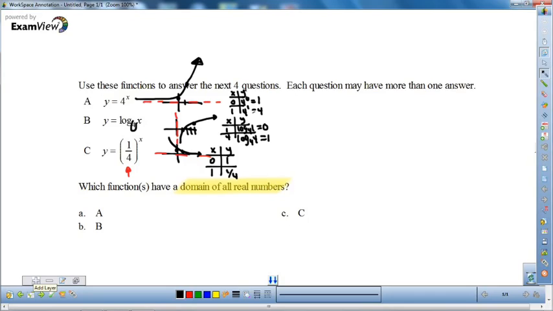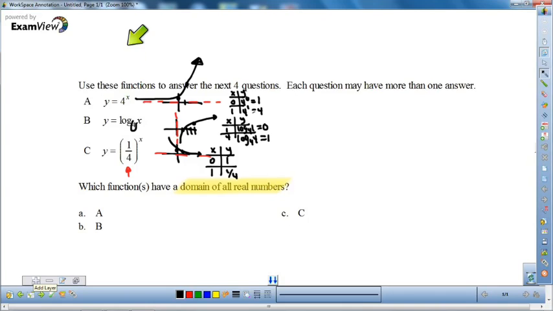So the question asks which one has a domain of all real numbers. So when you look at that, what you're looking at is your graph. Basically, on your x values, which one has a beginning and which one has an end. So in order for it to have a domain of all real numbers, I want something that has no beginning and no end. So notice the A has no beginning, and it just keeps going on forever, no end.